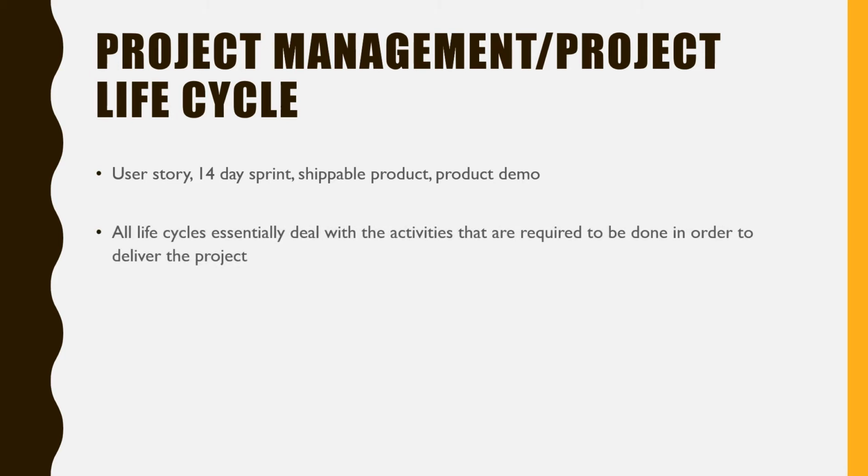So all life cycles, be it a waterfall life cycle, be it an agile life cycle, they all deal with the activities that are required to be done in order to deliver the project, right? We spoke about a software project, we spoke about a construction project, we spoke about again a software project that is following the agile model. All of these are just the activities that you need to do in order to do that project, right? So this is what project life cycle is all about.